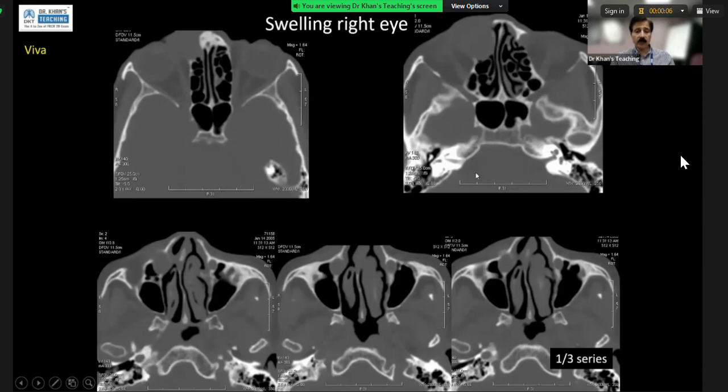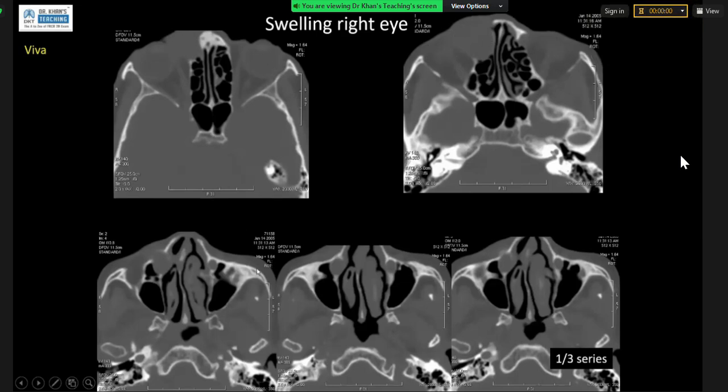Now, candidate 4. What is happening here? There is a soft tissue density lesion near the medial canthus of the right eye. There is no cortical destruction. There's no bony destruction. The bone is remodeled. So this could be a lymphoma.